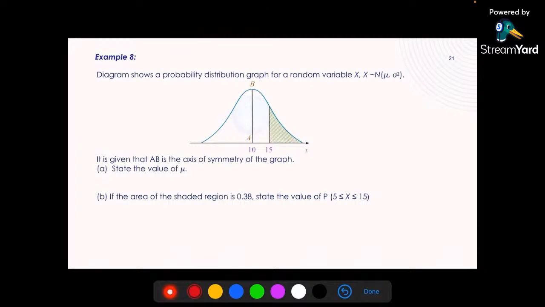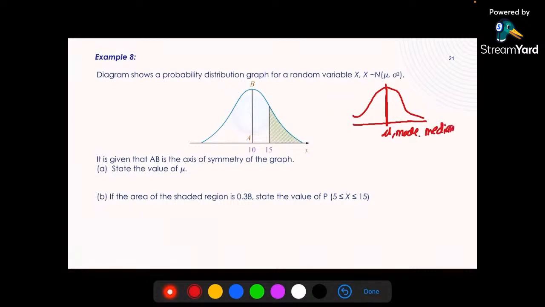A diagram shows a probability graph for a random variable x bertaburan normal dengan mu dengan sigma square tu. Okay, it is given that AB is the axis of symmetry of the graph. Clearly we can see that this is the normal graph. Kat tengah-tengah dia tu kan. So kita tahu characteristic of normal graph, bentuk dia mesti bell shape. Okay, dia bentuk dia bell shape like this. So dia ada sempadan dia, pembahagi dia kat sini. So kat sini adalah location untuk mean, mode, median. Macam itulah nilai-nilai dia kan.